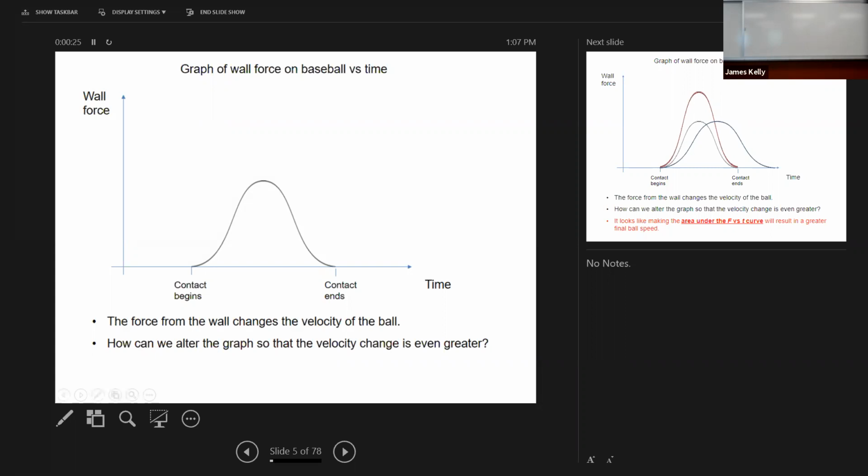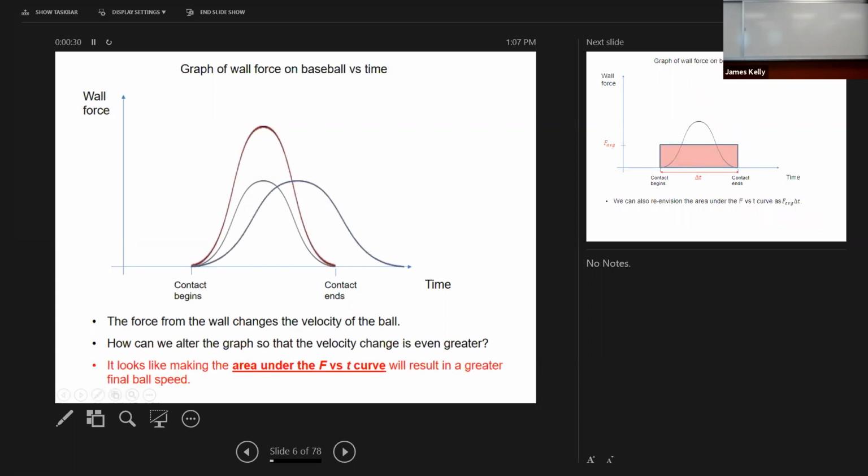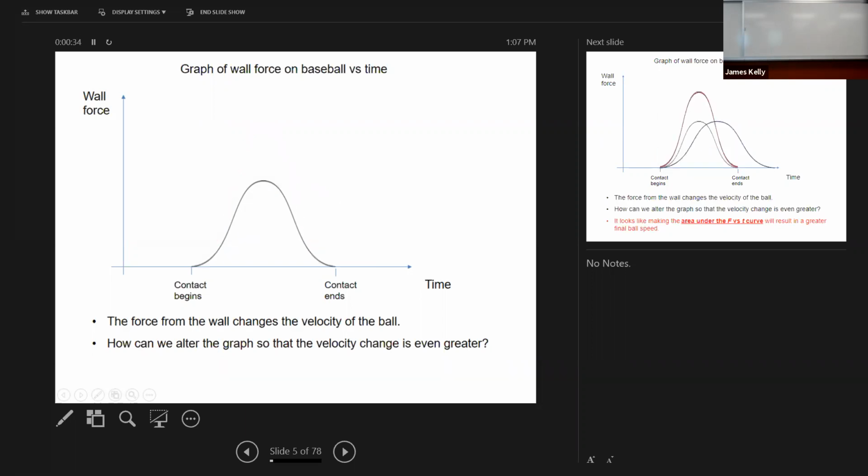I'm just drawing a qualitative graph here, but we could imagine how the size of this curve, how much area is under the curve, affects how big of a change in the velocity of the ball there's going to be. In other words, if I make the maximum of the curve even higher, that means the maximum force is going to be bigger. And suppose it stays acting on it for the same amount of time. That would change the velocity of the ball even more.